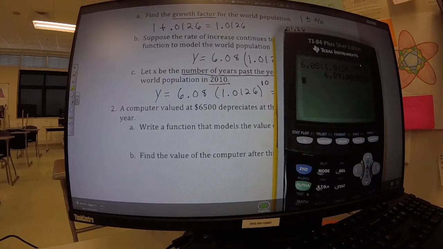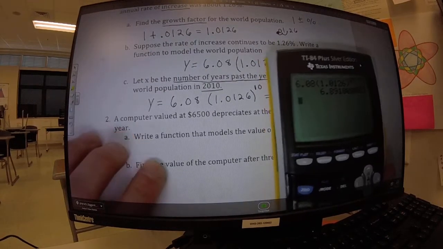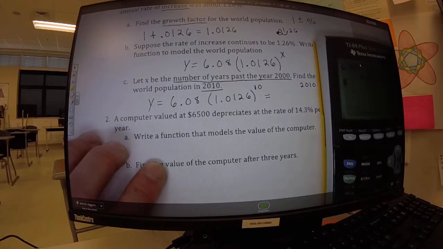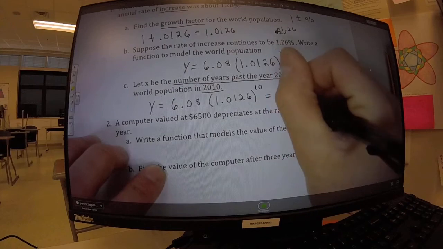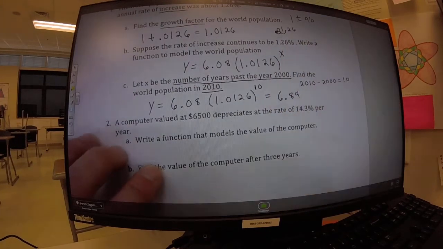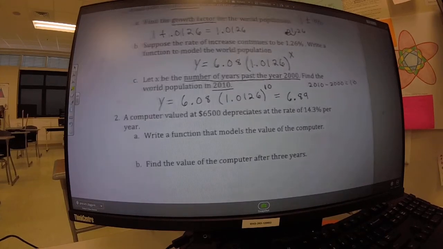Now 6.891. Now what in the world does that mean in the context of the problem? Let's go ahead and write it, but then we're going to have to try to decipher what our answer really is in the context of the problem. So 6.89, right? Anybody have any thoughts?